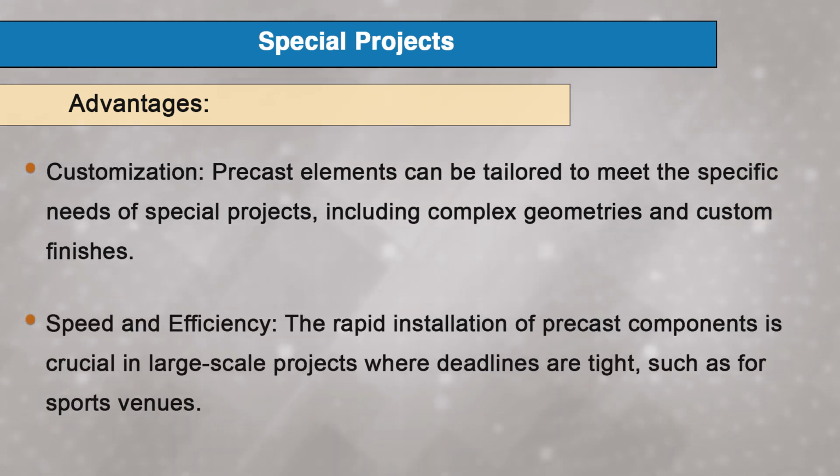And secondly, that is the speed and efficiency. The rapid installation of precast components is crucial in large scale projects where deadlines are tight, such as for sports venues. For example, a sports arena might use precast concrete for seating, tiers, walls and roof structures, ensuring both durability and the ability to meet the unique design requirements of the venue.